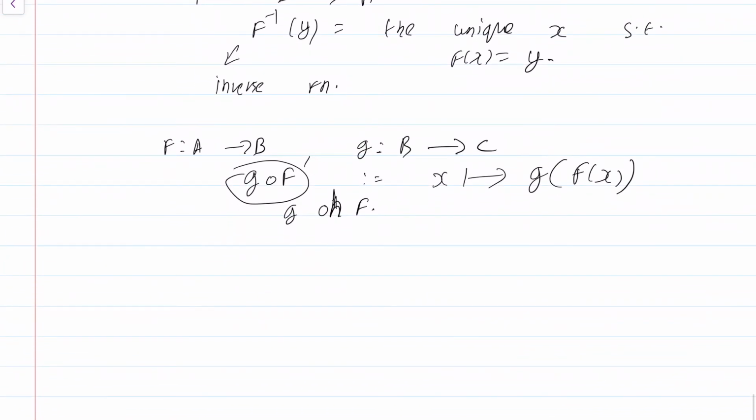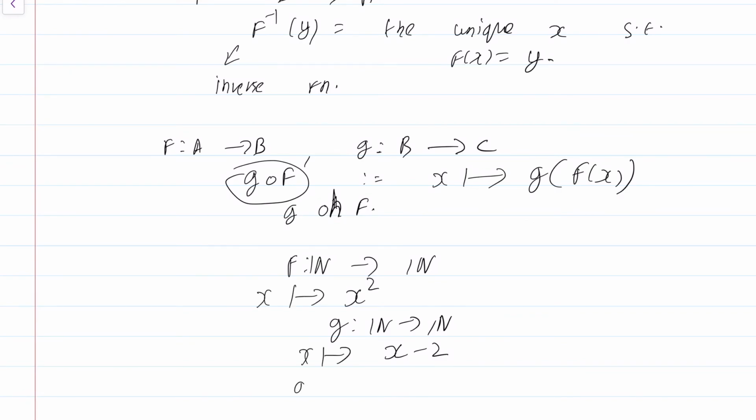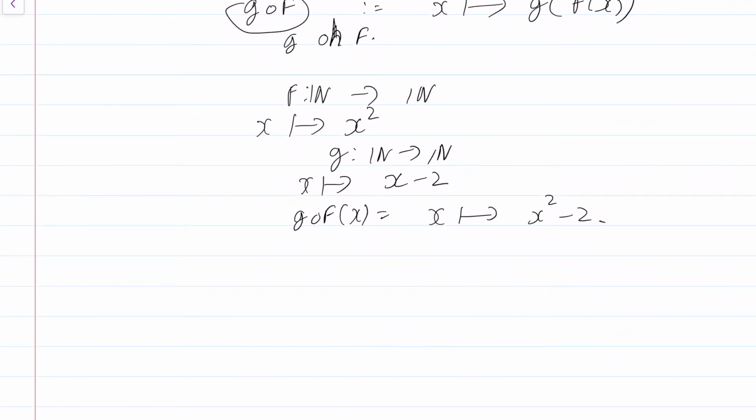Okay. So an example of this is, suppose you have a function f from N to N that's given by x squared, and a function g from N to N given by x minus 2. So this is x goes to x squared, this is x goes to x minus 2. Then g o f of x is nothing but the function x maps to x squared minus 2. You first apply the function f and then apply the function g. Okay, now an exercise for you.